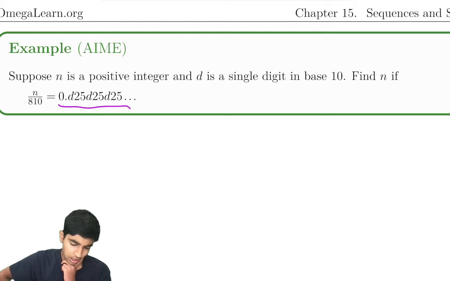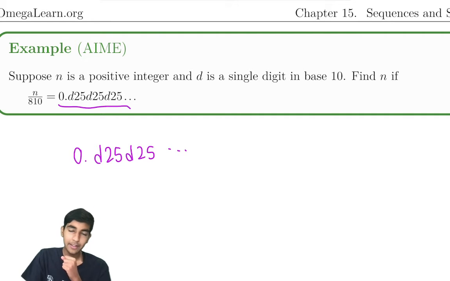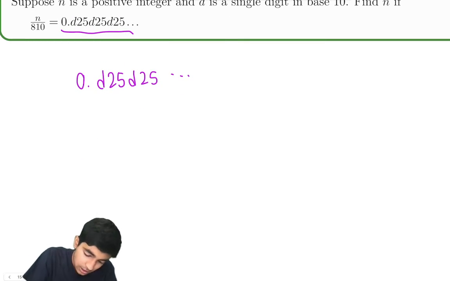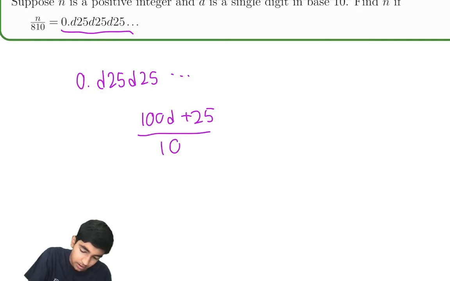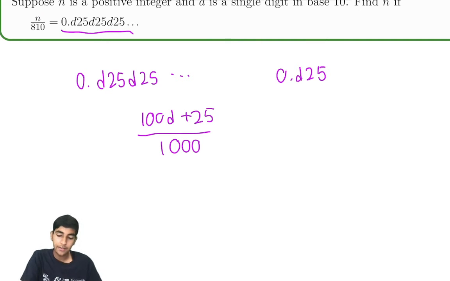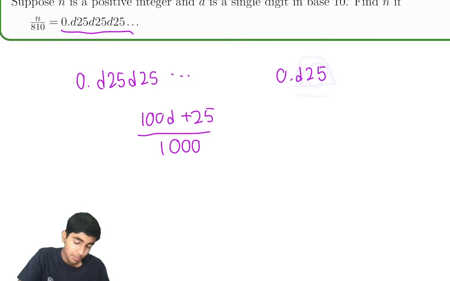Okay, this is interesting. So 0.d25 is a repeating decimal. Let's express this in terms of fractions. Let's do this: 100d plus 25 over 1,000. What is this? This is basically 0.d25, right? This is d25, the number, which is 100d plus 25 over 1,000. So that's this part over here. And then we add that to, let's say, 100d plus 25 over 1,000,000.